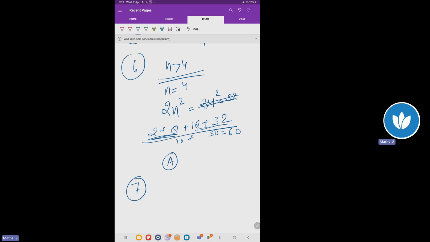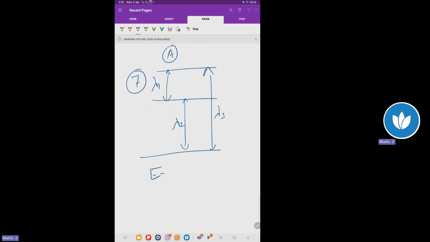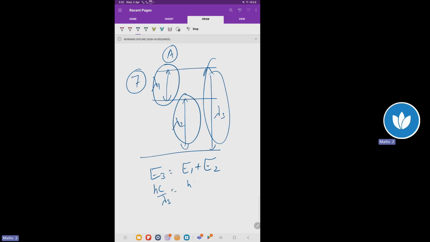Question number 7. Energy levels A, B, C of a certain atom correspond to increasing values of energy. This is lambda 1, lambda 2, and lambda 3. E3 is equal to E1 plus E2. This plus this is equal to this energy. And E is equal to hc by lambda. hc by lambda 3 is equal to hc by lambda 1 plus hc by lambda 2. So 1 by lambda 3, option B.